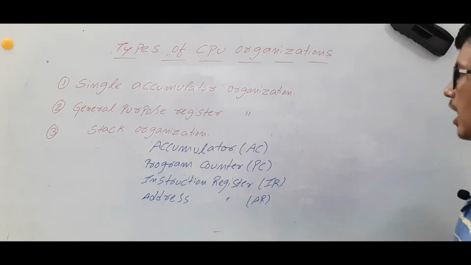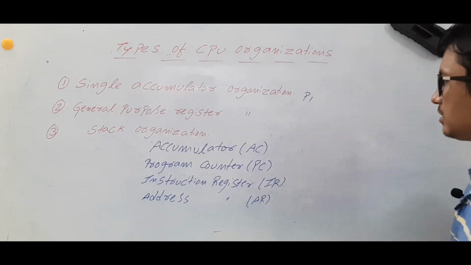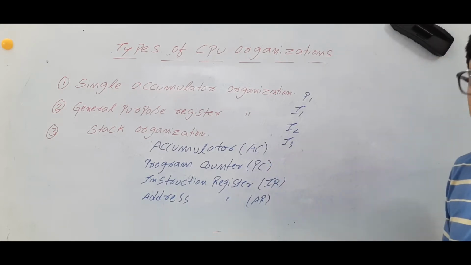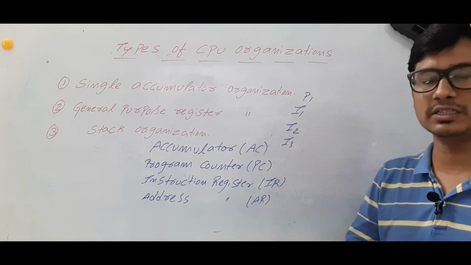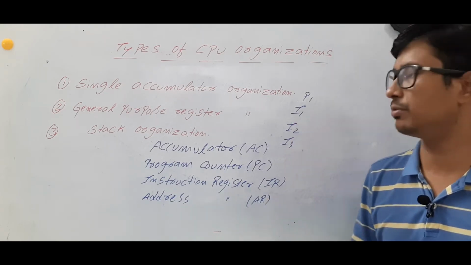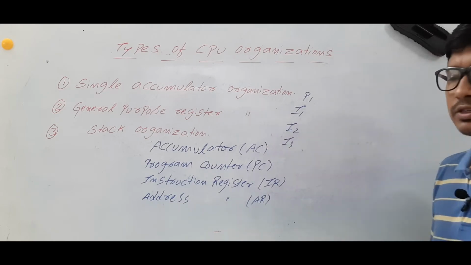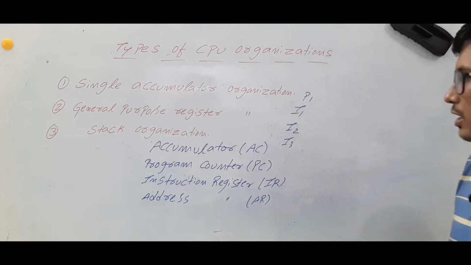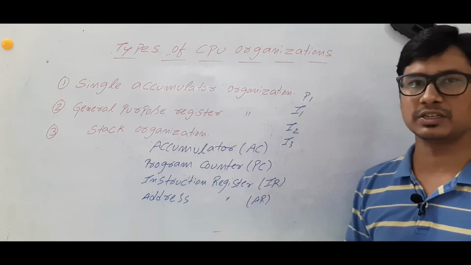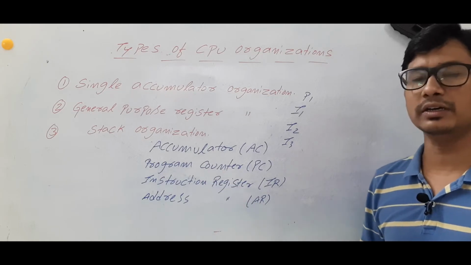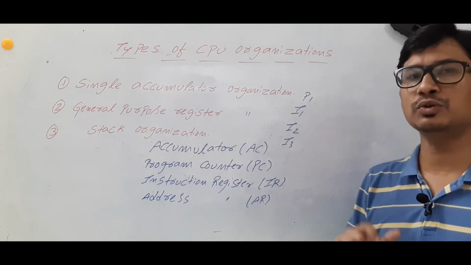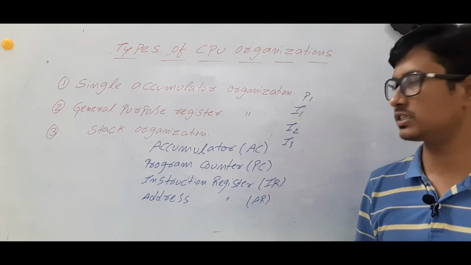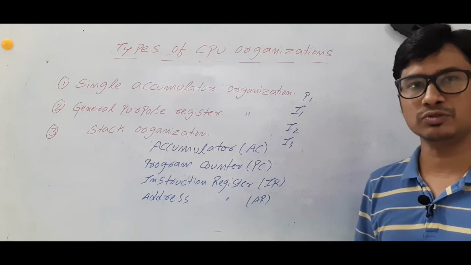Now let's take that I have a program P1 which consists of three instructions: instruction 1, instruction 2, instruction 3. It is a sequence of instructions to be executed, meaning there are no branch instructions. First instruction 1 will be executed, then instruction 2, then instruction 3. Now what do the special purpose registers consist of? The accumulator is a special purpose register which will store temporary results, and it is also useful if you want to perform a one address instruction.